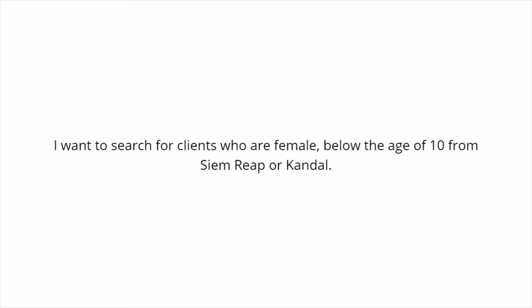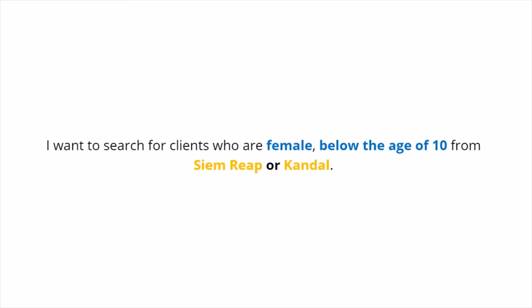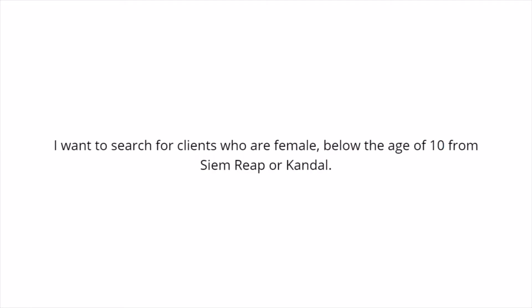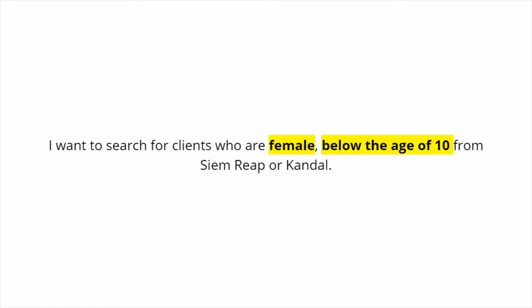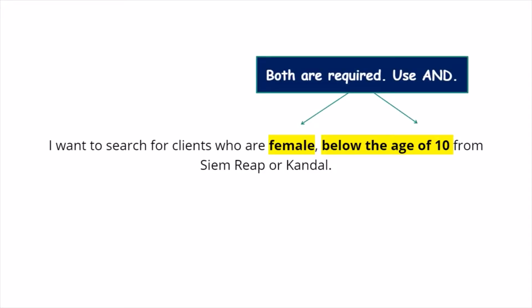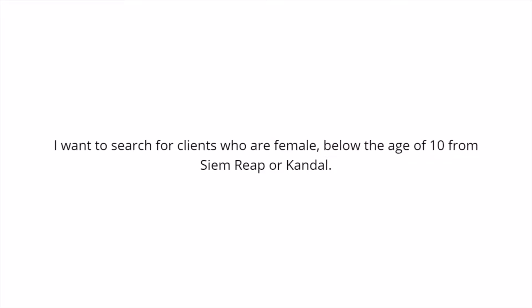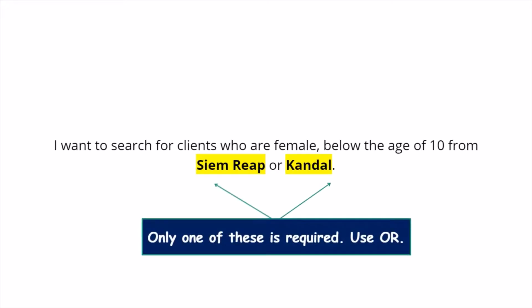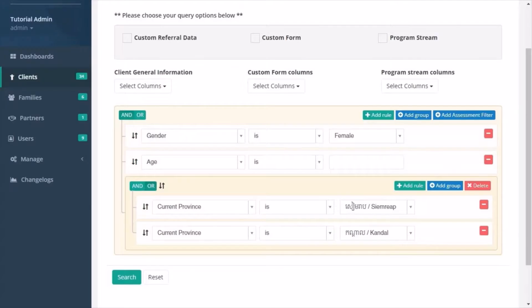Before you start building the report, think of your requirements and write them down. Then highlight which data is required. Then highlight which conditions should be common in all clients. Group them together and set the toggle to AND. Then highlight the conditions that are not required to be true for every client. Group them together and set the toggle to OR. Then replicate the same in OSCAR.